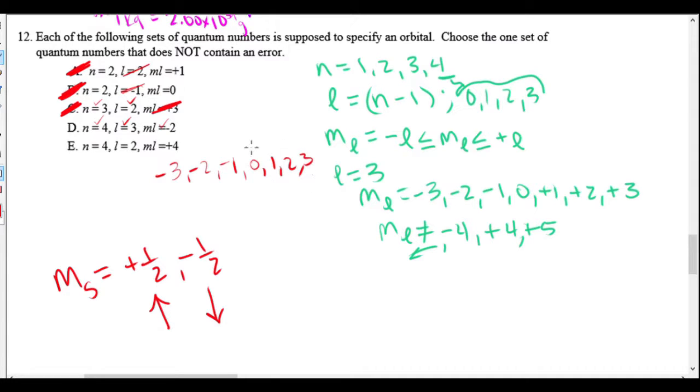All of these are positive. So we're good on that one. Perfect. There's our answer, but just to make sure, we'll check all of these. For E, n equals 4, L equals 2. That's good so far. M sub L is positive 4. No, remember, if L equals 2, your m sub L can be negative 2, negative 1, 0, positive 1, positive 2. So no is probably a better way to say that.